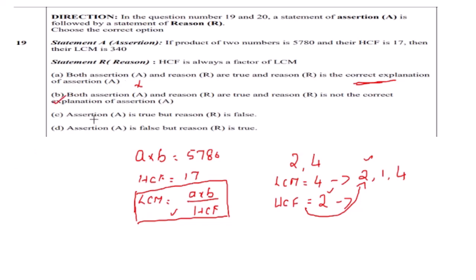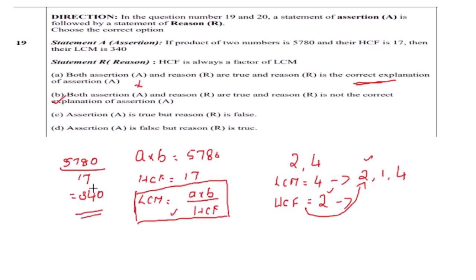Now see, assertion A is true but reason R is false. No, reason R is also correct but R is not the correct explanation of A, right? Now assertion A is false but reason R is true. No, wrong. Assertion A is true only, because 5780 divided by 17, you divide and see, you will get 340.